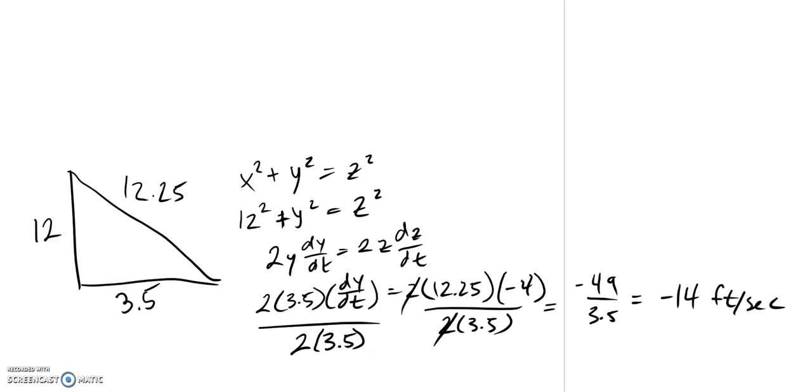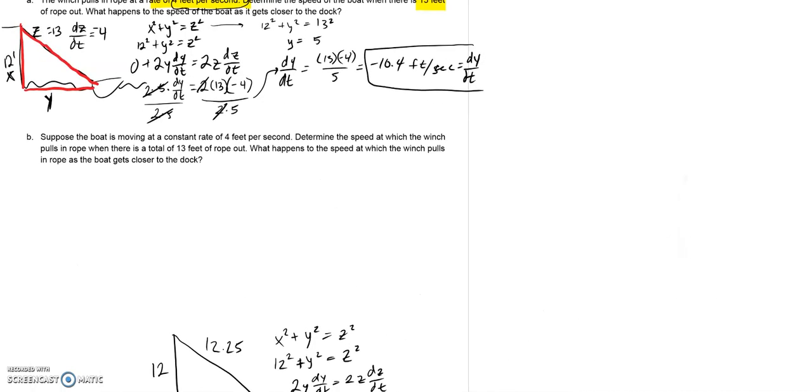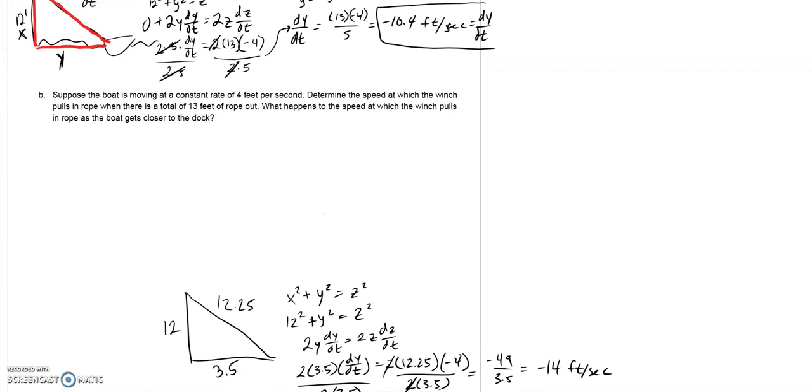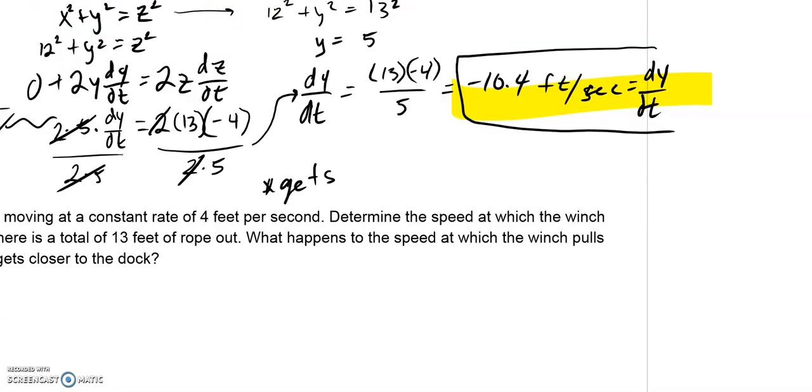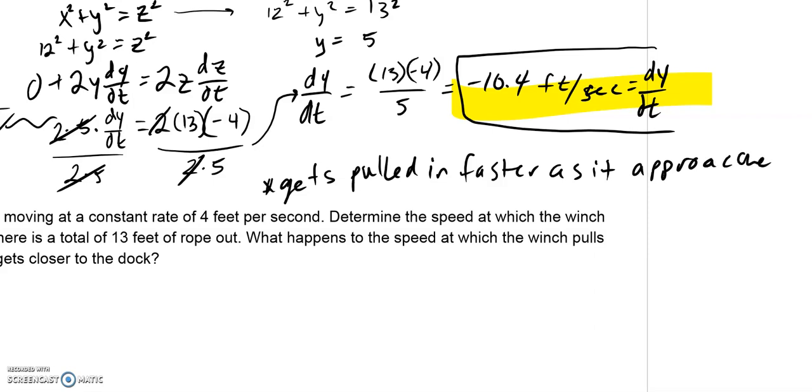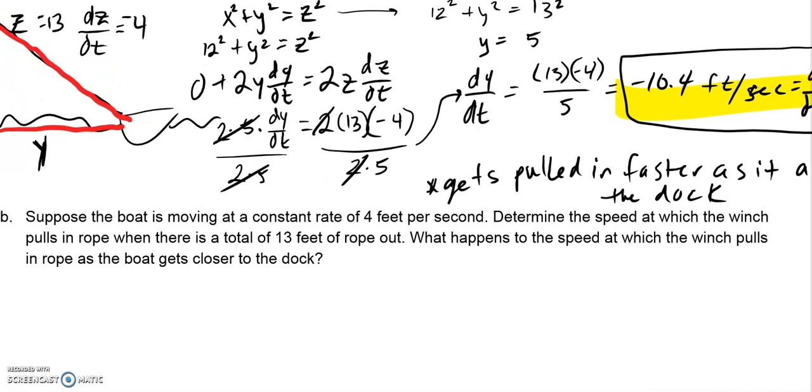Okay, so then, remember, this is compared to the -10.4 feet per second that we got up here. I'll highlight it there. Now it's -14. So that tells us it's actually being pulled in faster as it gets closer to the dock. So it gets pulled in faster. There we go. You can read it. Okay, as it approaches the dock, the speed of the boat gets faster and faster. So let's take a look at this next one.